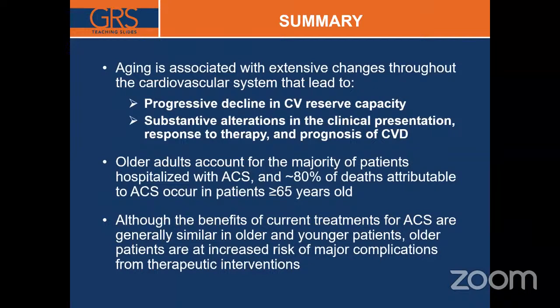The majority of acute coronary syndrome hospitalizations, and a significant proportion of acute coronary syndrome related deaths, occur in patients aged 65 and older. So this age group faces a higher risk of adverse outcomes due to age-related physiological changes and comorbidities. Also, while current treatment of acute coronary syndrome offers similar benefits across age groups, older patients are at increased risk of experiencing major complications from therapeutic intervention, requiring careful consideration of risk versus benefits in treatment decisions.